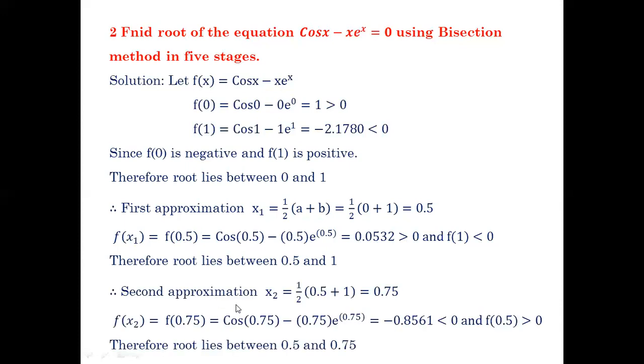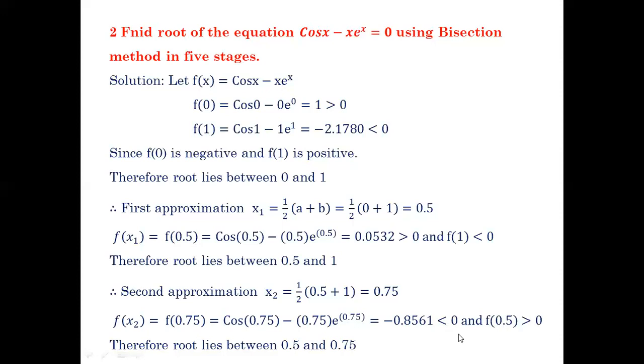Therefore, the second approximation x2 equals 1 by 2 into 0.5 plus 1, which is equal to 0.75. Find out f of x2. x2 is equal to 0.75. In f of x, replace x by 0.75. That is cos 0.75 minus 0.75 into e power 0.75, which is equal to minus 0.8561, negative, less than 0, and the positive value is f of 0.5, greater than 0.